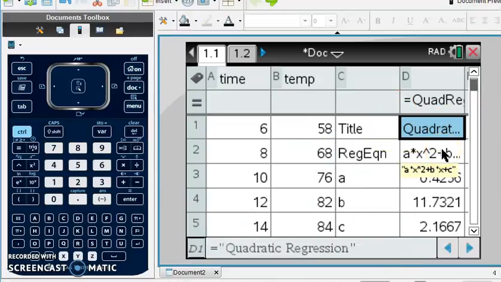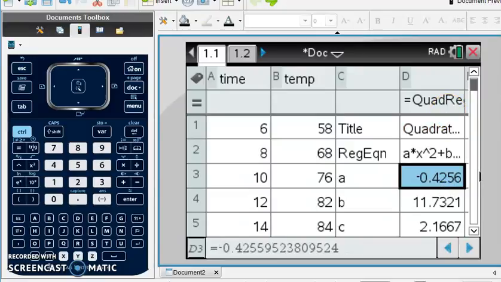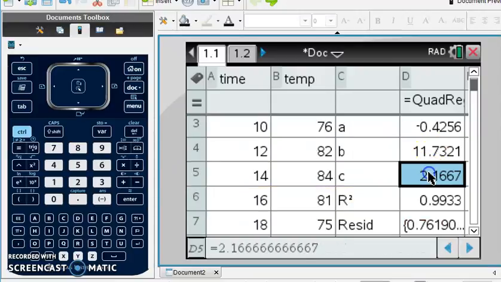Notice, as before, it's got my regression formula written in here, even though it's not in perfect form, but I can see the AX squared plus BX plus C. So my A value, the coefficient of X squared, is negative 0.42. Here's my value for B, which is the coefficient of X, my value for C, and my value for R squared, the coefficient of determination. Notice there is no correlation coefficient given in this one, but coefficient of determination is helpful anyway.